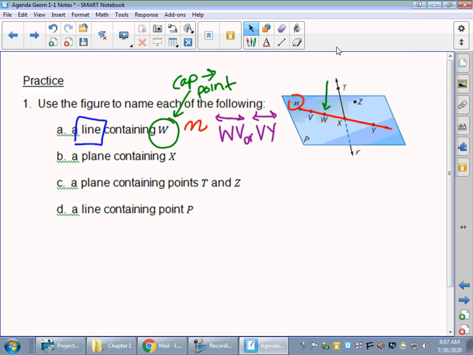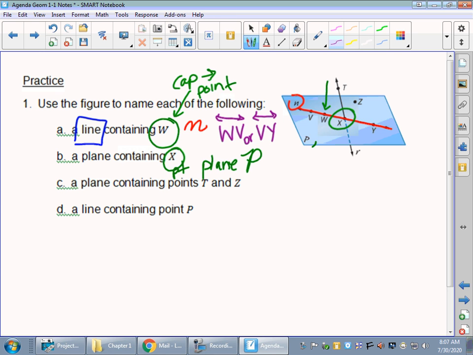So a plane containing X, this is another point. So a plane that contains X, well, X is right here in the center. I would say probably the easiest plane to name is that large slanted shaded quadrilateral plane P. That's supposed to be cursive. The book sometimes has trouble making cursive letters look a little twirly. So, all right. So we're going to do a lot of identifying things like that.